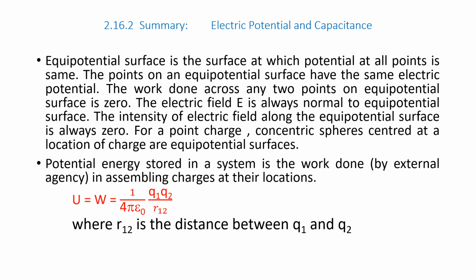Potential energy. Potential energy stored in a system is the work done in assembling charges at their locations. It is represented by U, capital U, and that is equal to the work done in bringing those charges from infinity to the point of location by an external agency. That is U is equal to W equals 1 over 4 pi epsilon naught Q1 Q2 divided by R12. Here R12 is the distance between two charges Q1 and Q2.